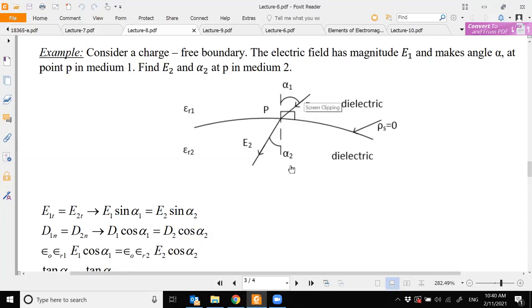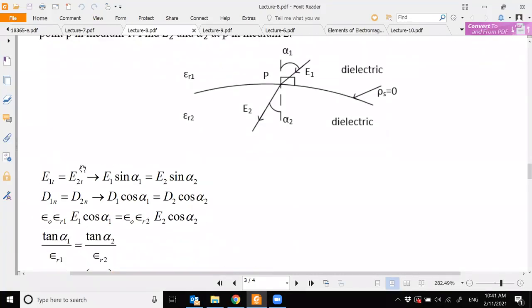Now we need to find E2 and alpha 2. So how can I find the magnitude of E2 and alpha 2? Let us apply the boundary conditions. What does the boundary condition say? E1 tangential is equal to E2 tangential, right? So can you find E1 tangential here? You don't know the components, but you know its magnitude and you know this angle alpha 1. So can you find its tangential component, which will be this component?